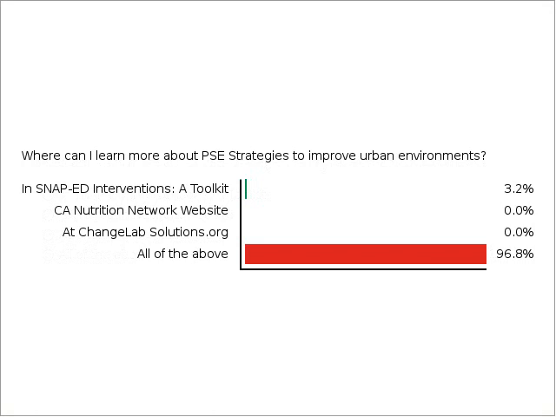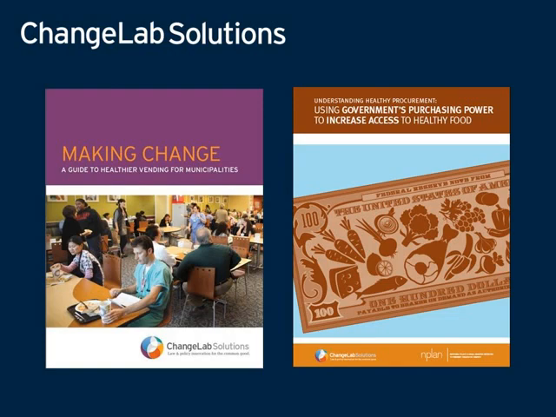Okay, I'm closing our poll. It looks like almost everybody suggested that you can learn about PSE strategies to improve urban environments at all of the above. Certainly in our SNAP-Ed Interventions, a toolkit for states, definitely at the Nutrition Network website. Any of the products that we featured on today's webinar that were produced by Change Lab Solutions, you can find at our website. Our colleague here, Livia, is going to be compiling links to every single resource we mentioned, and she'll be sending that out to participants. So all of the above was definitely a correct answer.